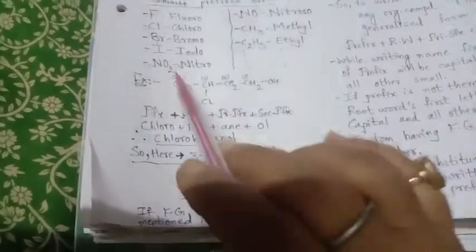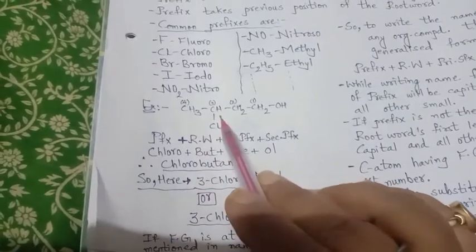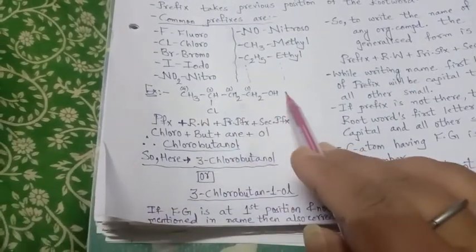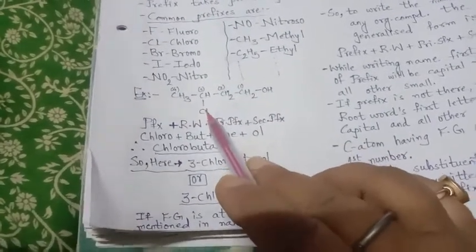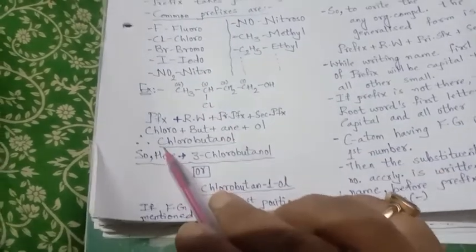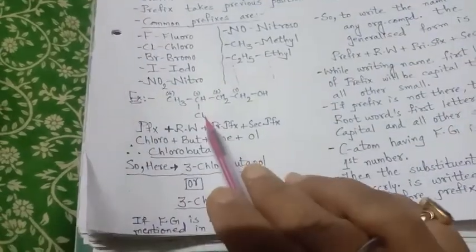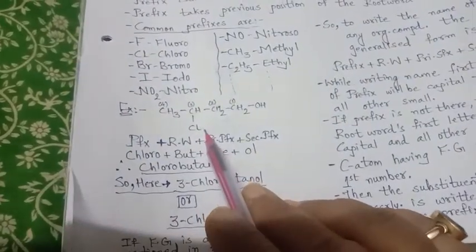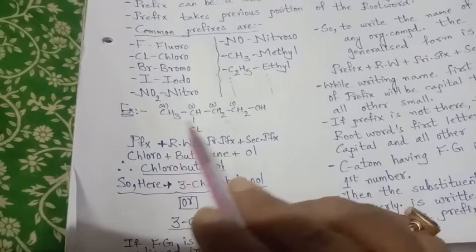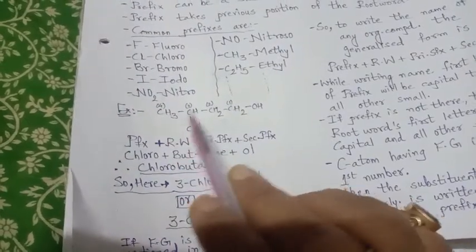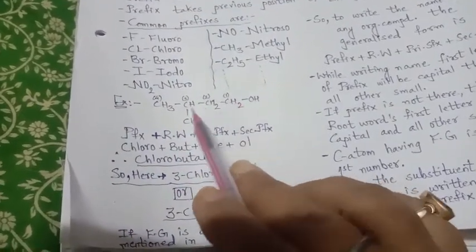Let us see an example. CH3, CH, CH2, CH2, OH, and here is one branch, that is Cl. So as per the prefix, Cl will be chloro. Now let us see the carbon number. Here we can start from here also, 1, 2, 3, 4. Here also 1, 2, 3, 4.